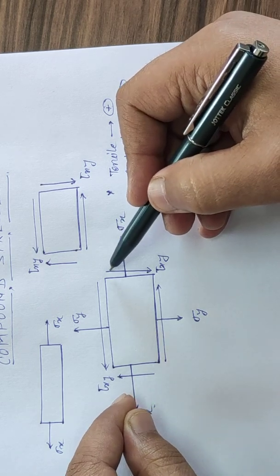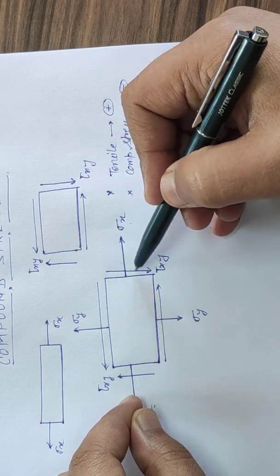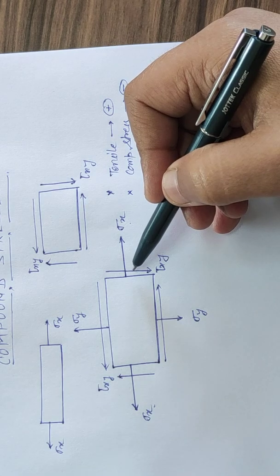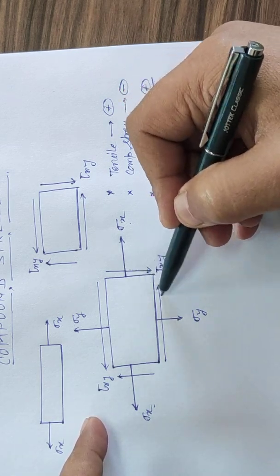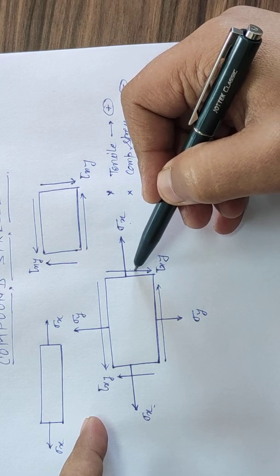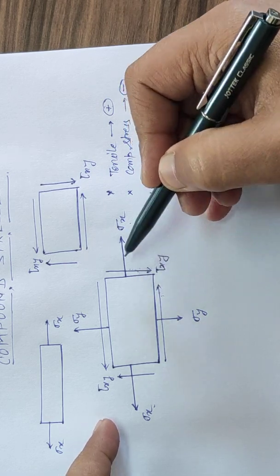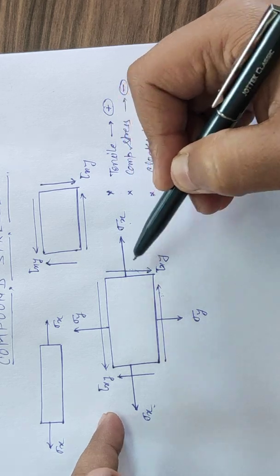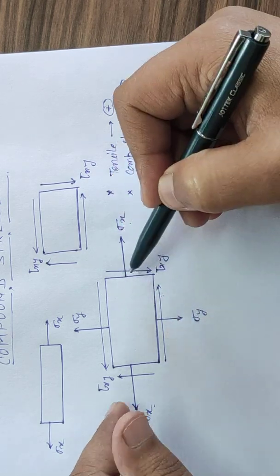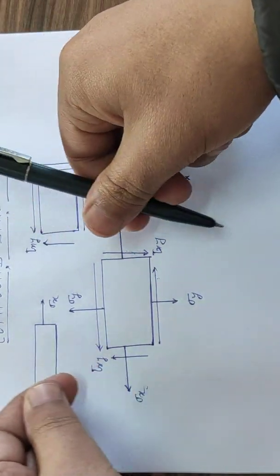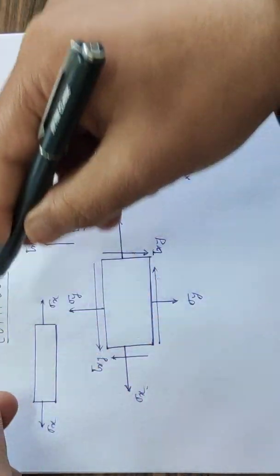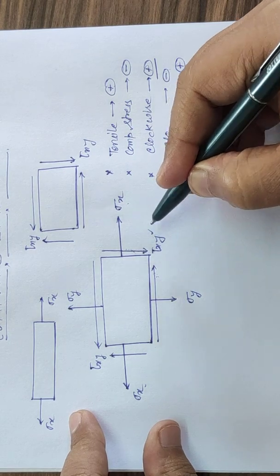We can observe tau xy. Earlier we have discussed that complementary shear stresses are equal in nature. So we can say that these stresses are equal. This tau xy is producing a clockwise couple. Tau xy here and tau xy here are producing a clockwise couple, so we will take this as positive.